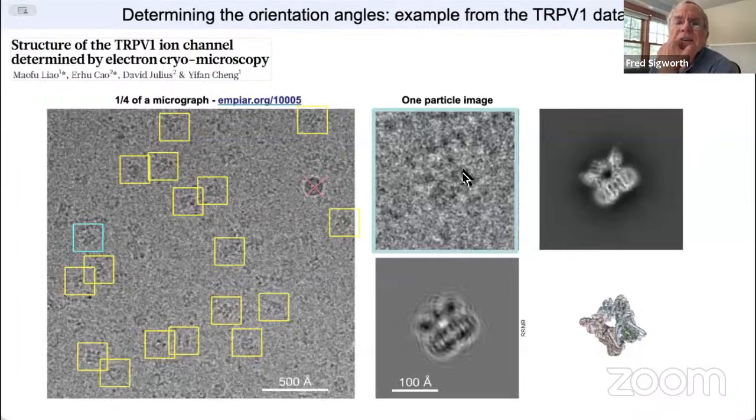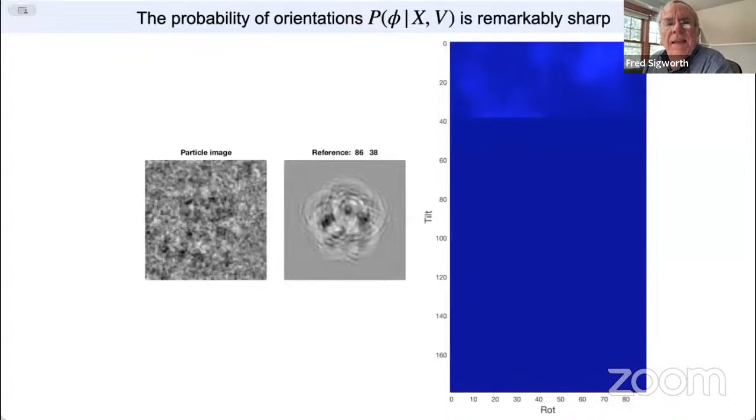Well, here's an example from this famous data set. Here's one particle image. This is what I think the original particle looked like. This is what the original particle looks like when modified by the CTF. And so the idea is, does this match that? Or did I get the orientation wrong? So the way to do that is we do a comparison.